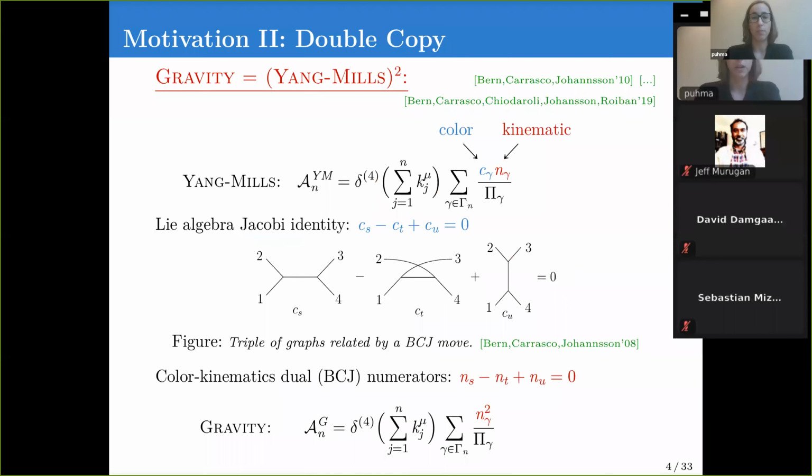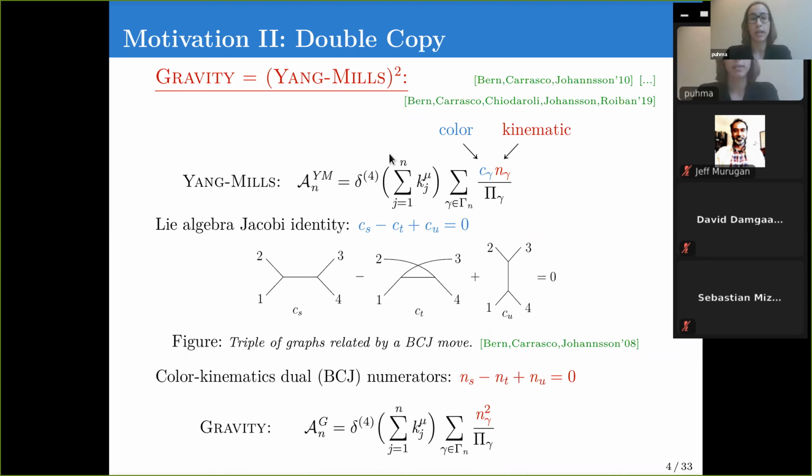Okay, so double copy in one slide. The slogan is that gravity is the square of Yang-Mills theory. And there are many examples of this statement and generalizations of these statements, whose references I cannot all list here, but there was a review last year that can be consulted for that. So for the purpose of this talk, I just need a few ingredients.